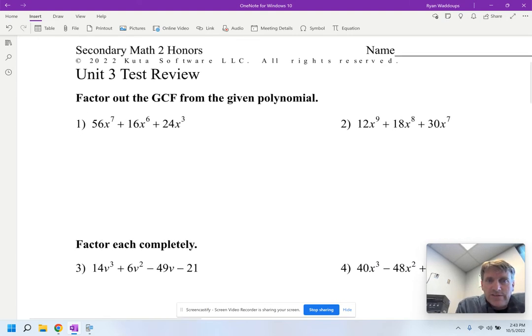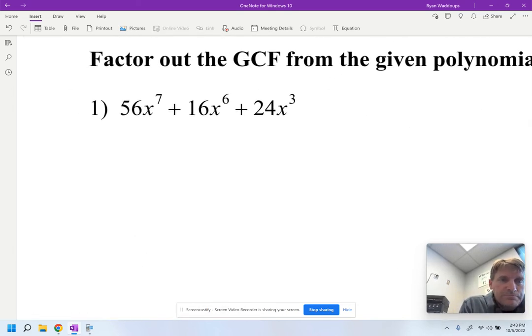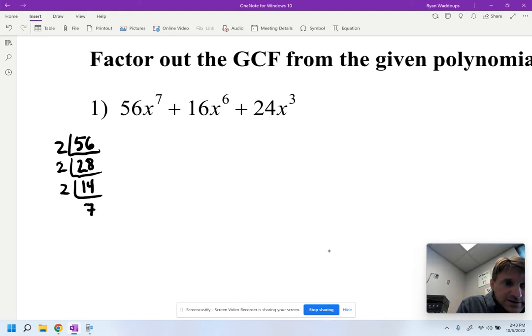The first problem says factor out the GCF, the greatest common factor, from the given polynomial, and we would do that in the following way. I'd say 56, 2 goes into 56 28 times, 2 goes into 28 14 times, 2 goes into 14 7 times, and 7's prime, so we stop there. I'm going to write 56. I'm going to go a little further here.